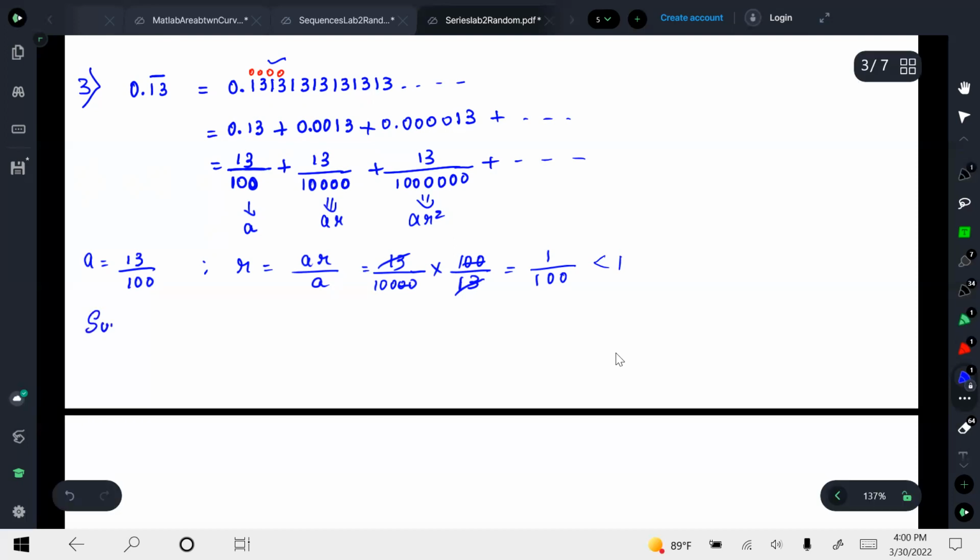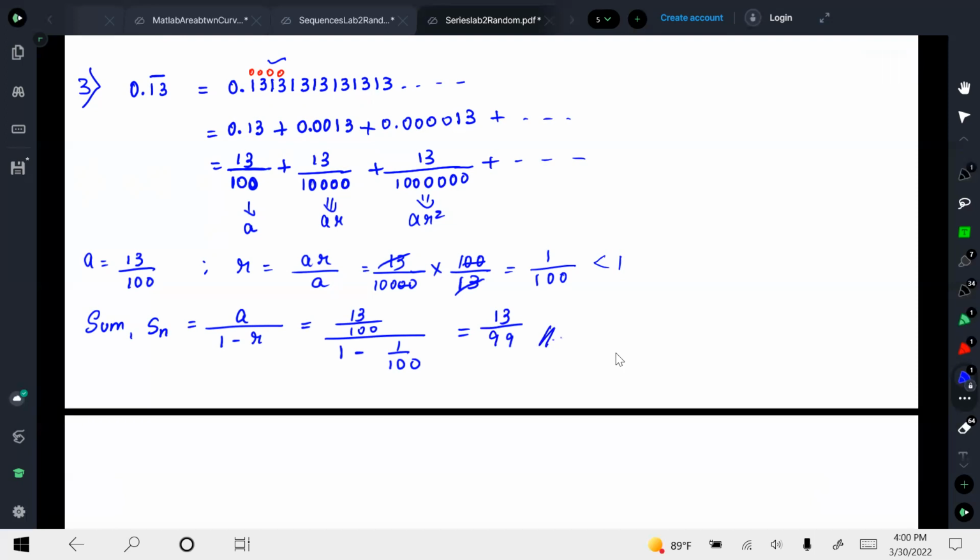Now, the sum S will be equal to A divided by 1 minus R. We know that A is 13 by 100, divided by 1 minus 1 by 100. If you solve this in the calculator, you get 13 by 99. So this is how you find the sum of a rational value.